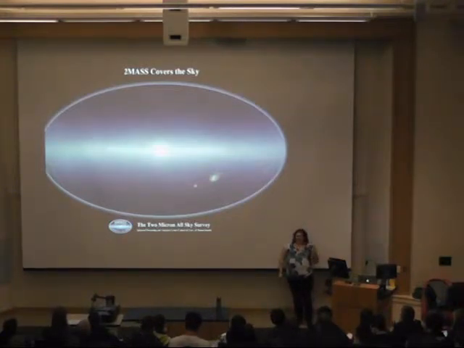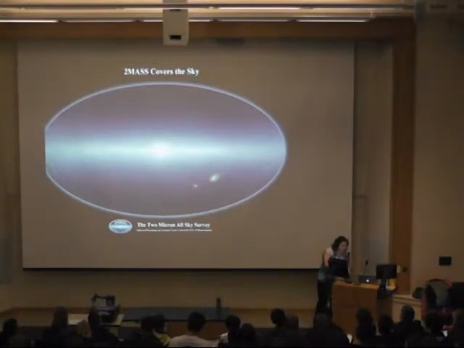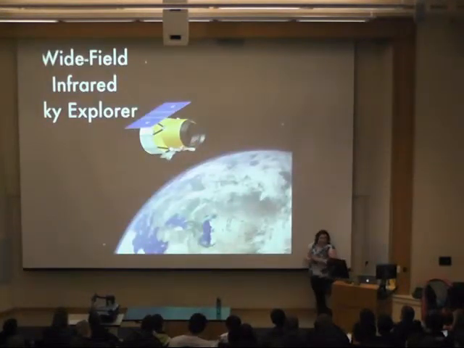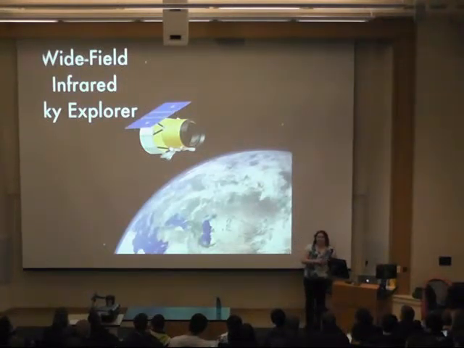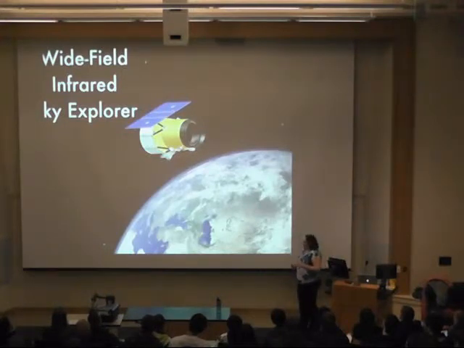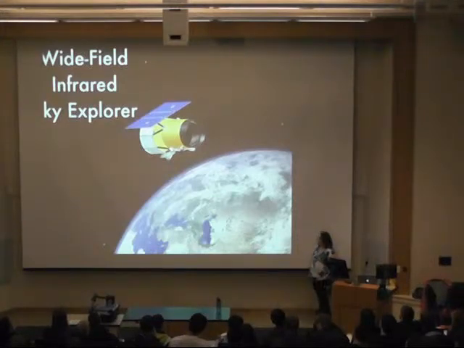So 2MASS is valuable in that it covers the whole sky. SDSS, I showed you that the telescope is on the ground. It doesn't. 2MASS actually had 2 telescopes. They got the whole sky. The next one is the most recent and perhaps exciting mission, the Wide Field Infrared Sky Explorer. It's a NASA Explorer mission, which means that it's not a giant multi-year mission like the Hubble telescope. They just sent up a satellite which for 6 months took pictures of the entire sky in 4 infrared bands.